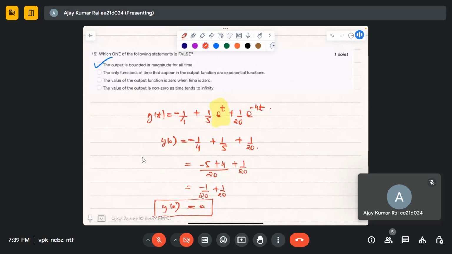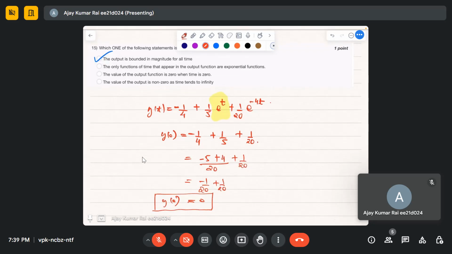The third option, the value of output function is 0 when time is 0, correct. So the last option, the value of output is non-zero as time tends to infinity. This is correct, right? It is infinity and it is non-zero. So only the first option is false.